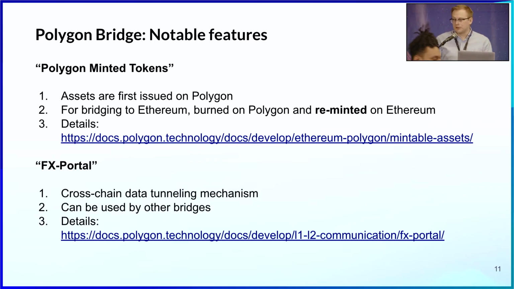Polygon actually lets you do the opposite, where you say, okay, I'm going to deploy first on a layer 2 solution, in particular Polygon. And you can treat the Polygon network as the original source of truth for this token, which is kind of neat. For details, there's a link there you can click on.